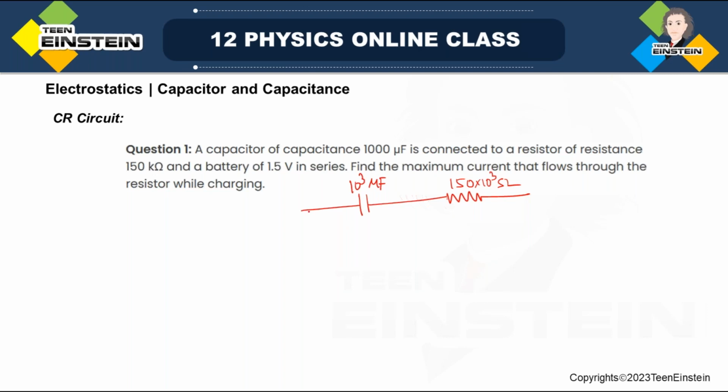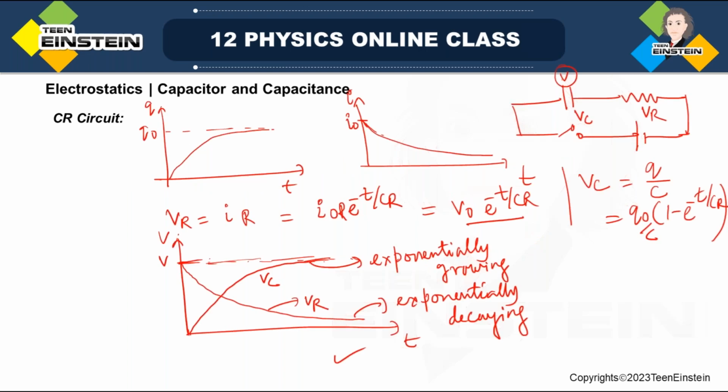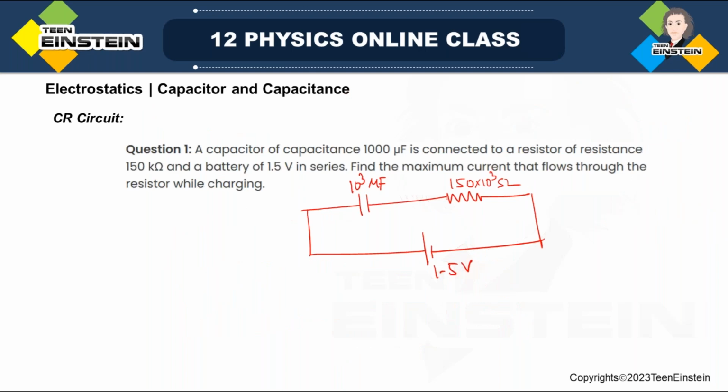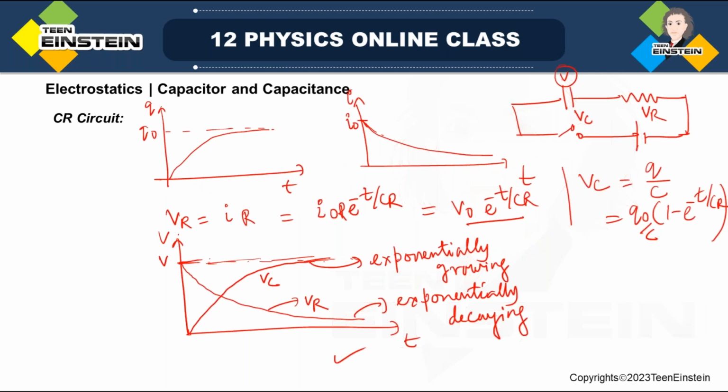Now a battery of 1.5 volt is connected. Find the maximum current that flows through the resistor during charging. So when will the current be maximum? At t equal to 0, the current will be maximum. What is the expression for the current? At t equal to 0, the current will be I0, isn't it?